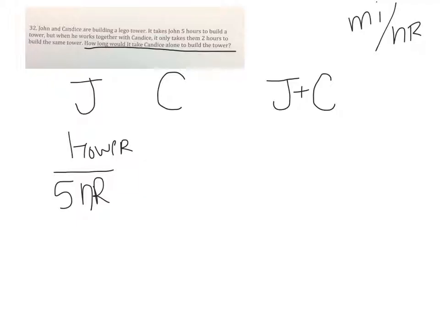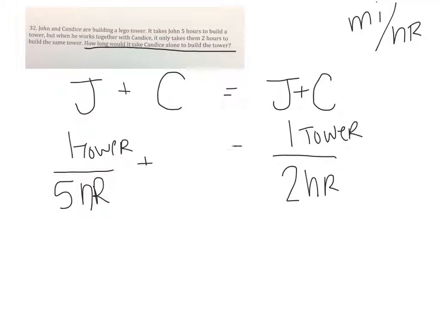But if we go to John plus Candace, it only takes them 2 hours to build the tower. And it's the same tower, so we're just going to count it as one tower. Now, if we said John plus Candace, it would equal John plus Candace. J plus C equals J plus C. But what we don't know is Candace's rate. But we're still building this same tower. So I'm still going to say one tower. And how long does it take Candace? Well, we don't know. So we're going to call that X hours.